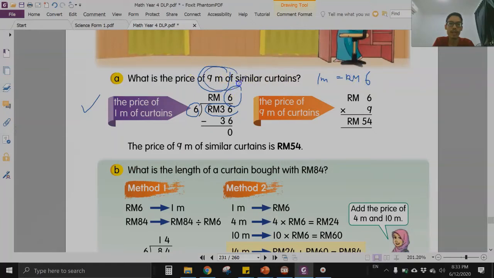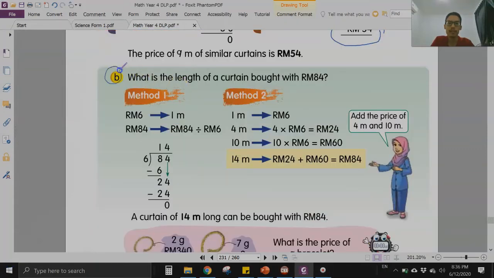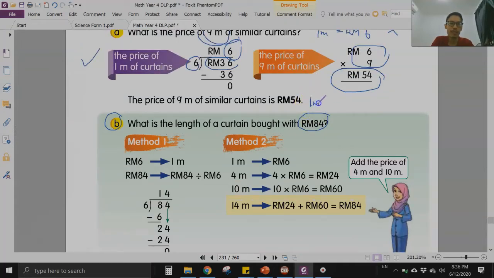So what is the price for 9 meters? You just times 9. So 6 times 9, the price of 9 meters of curtains is 54 ringgit. Look at question B. What is the length of a curtain bought with 84 ringgit? So that means if 1 meter is 6 ringgit, right? We found out just now. So how many meters can you buy with 84 ringgit?